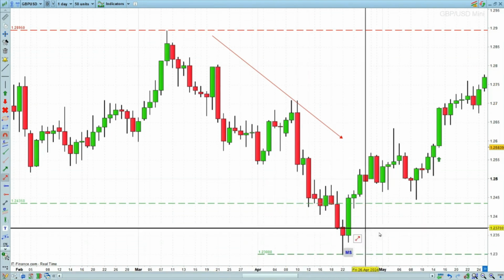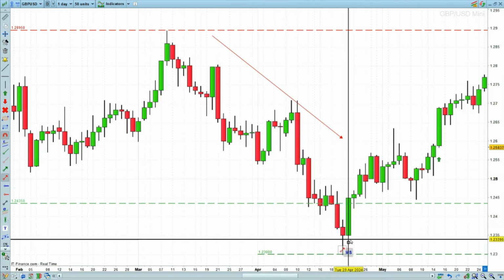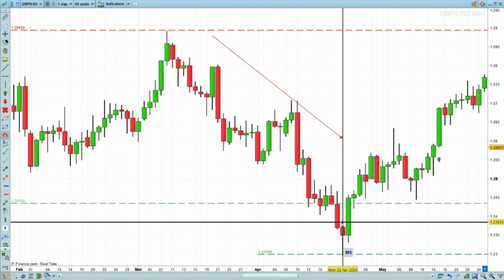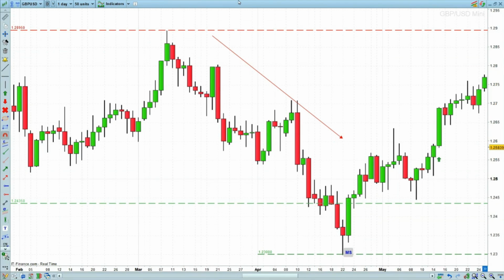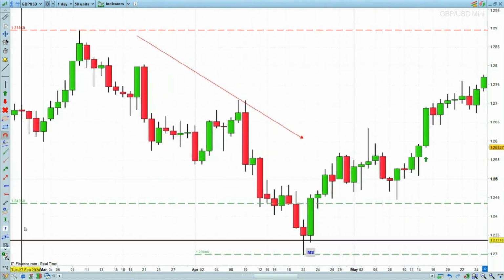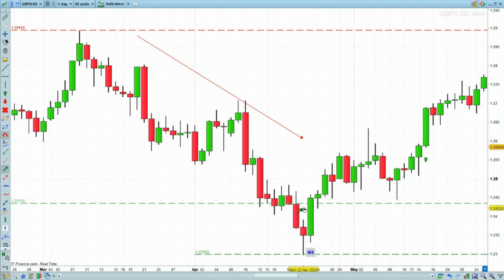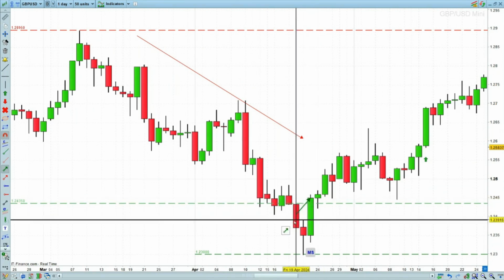Cool. The morning star appears after a downtrend and at or near support. And the close of the third green candle must be above the midpoint of the first red candle. Correct, like this one here. This is the midpoint, this is the close.